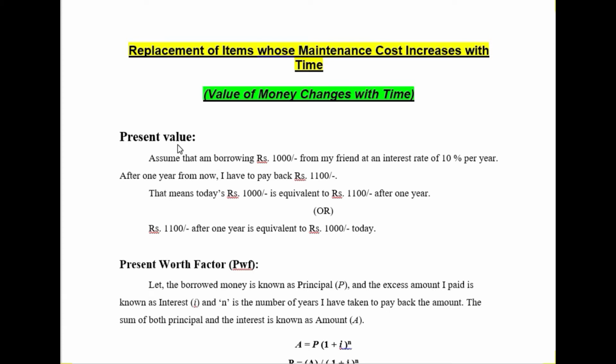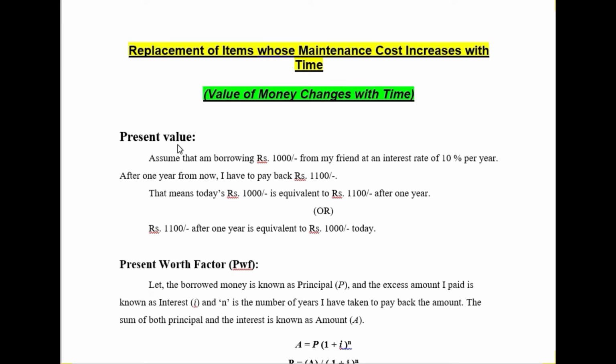I am going to explain these terms with some examples. Let us assume that I am going to borrow some amount of money, for example, 1,000 rupees from my friend with an interest rate of 10 percent per year. So after 1 year, I have to repay the amount of 1,100 rupees. Which means I have borrowed 1,000 rupees and I have repaid 1,100 rupees. That extra 100 rupees is the interest.